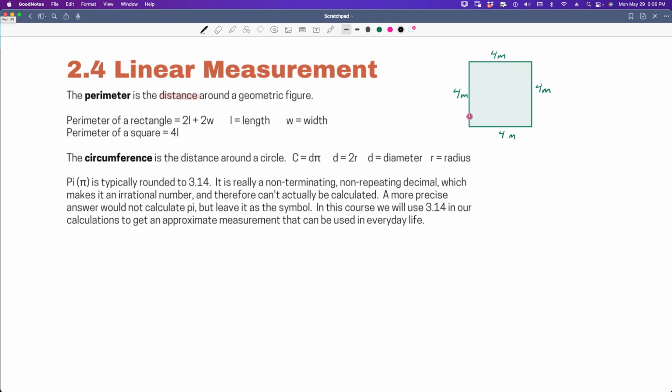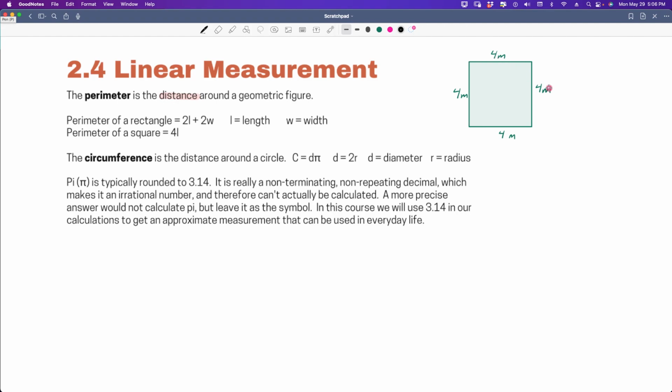And we want to know how far around, like if I wanted to tie a ribbon around it, how much ribbon would I need? What is the distance all the way around, or the length all the way around this square? Well, there's two ways to do it. Actually, there's three ways.